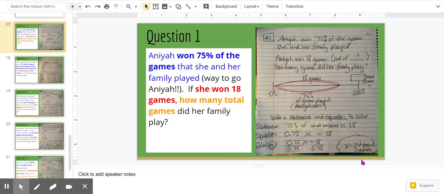24 total games. So 24 is the number we're looking for right here. 24 total games represents 100%. And then because of that, 18 games represent 75%, or vice versa. These are parts we knew already from the story, but they helped us work backwards to get the total. 24 total games.